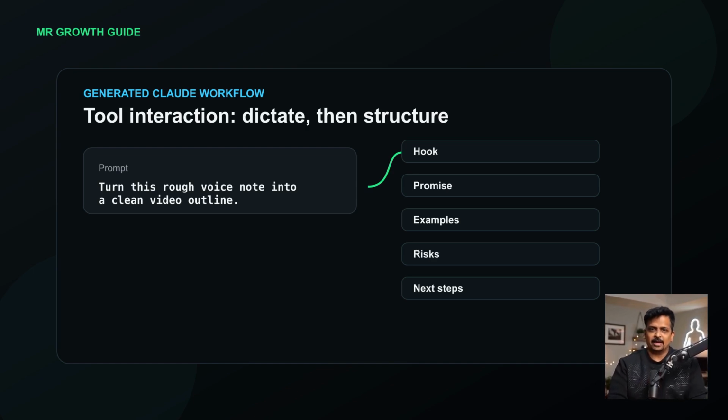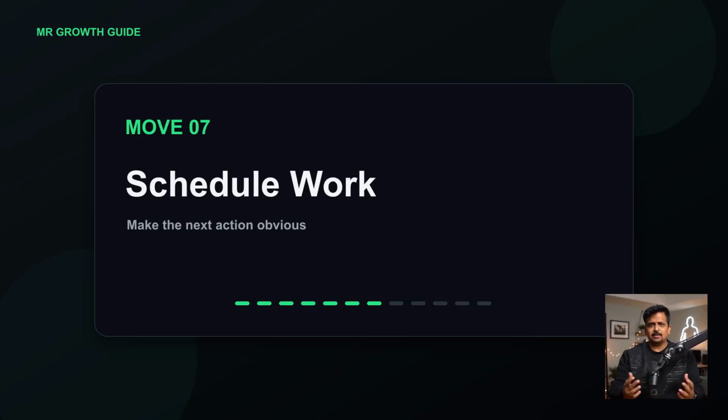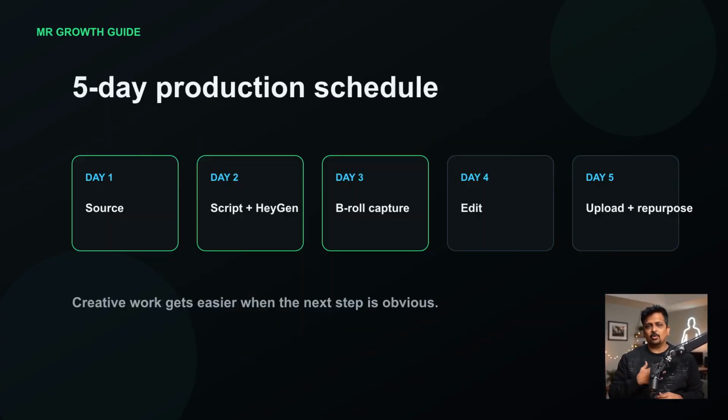Move 7. Make Claude schedule the work. A lot of creators fail because they do not know the next step. Claude can fix that. After it creates the brief, ask for a production schedule. Day 1, source and outline. Day 2, script and recording. Day 3, B-roll capture. Day 4, edit. Day 5, thumbnail, title, upload, and repurposing. Now, you are not managing a vague creative project. You are moving through a checklist.